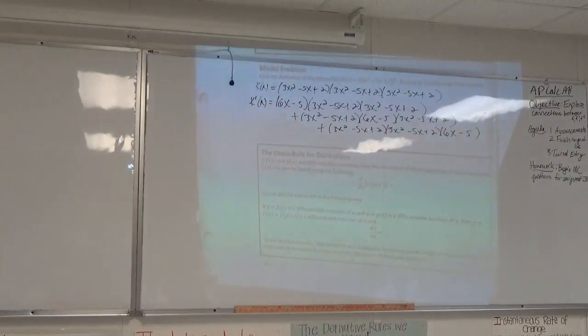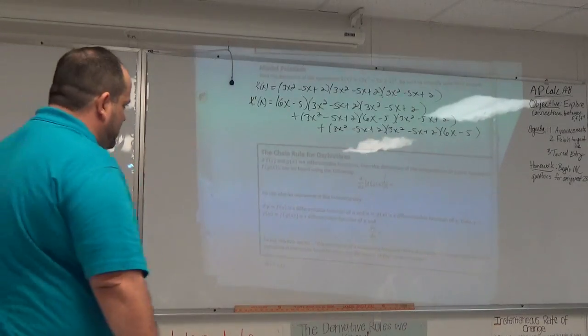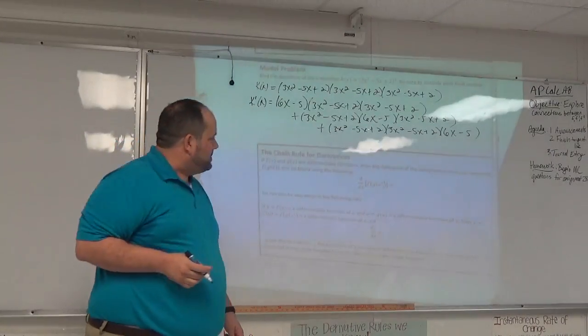Ow, my hand hurts just writing all that. You don't have to. Derivative of the first, leave the next 2 alone. Plus leave the first one alone, derivative of the second times the third. Okay, Celeste, give me something clever here.